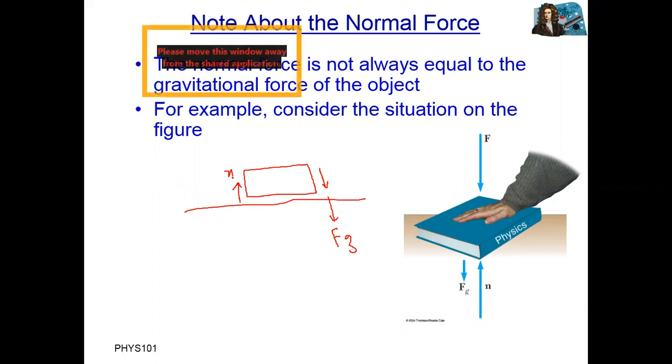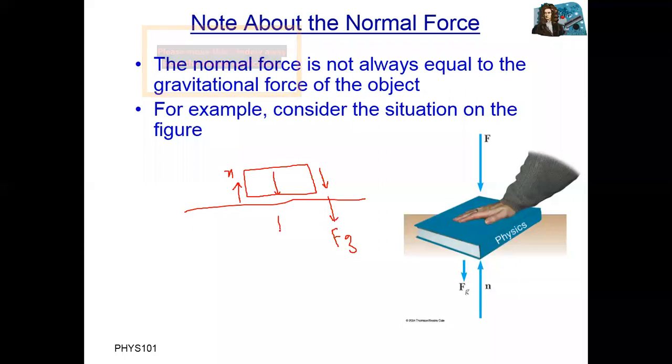Actually, these are reactive forces. What does the normal force do? This normal force stops the body from going inside the table. It doesn't allow one body to penetrate another. So the gravitational force is downward and the normal force is upward.